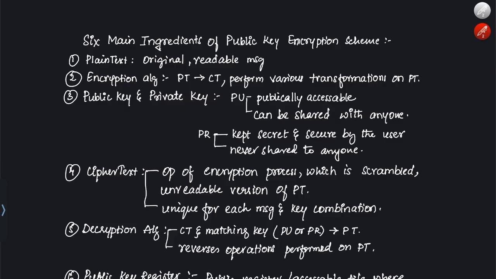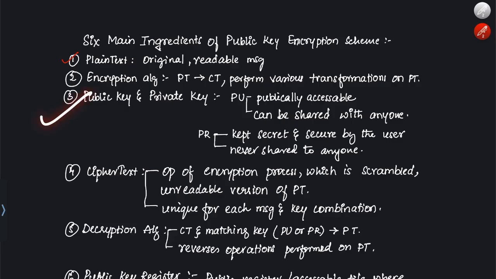So of these 6 main ingredients, the first one is plain text. Plain text means the original or readable message. This message is given as input to the encryption algorithm. Next, we have the encryption algorithm. The encryption algorithm will transform the plain text to ciphertext. This process involves mathematical operations that make sure the message is unreadable to anyone who does not have either the public key or the private key.